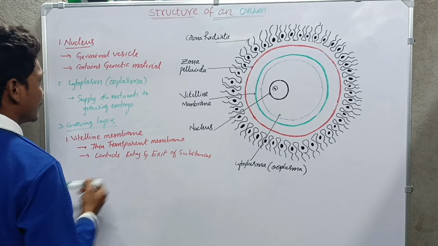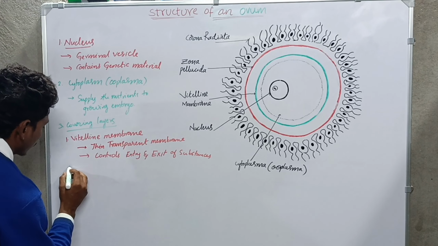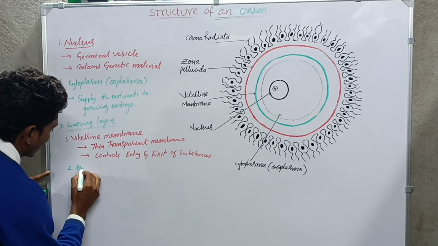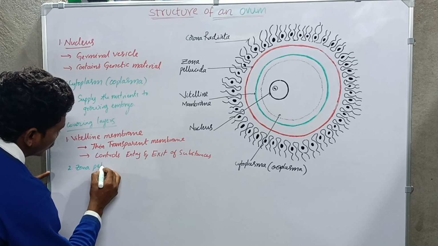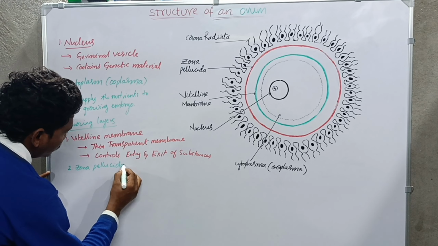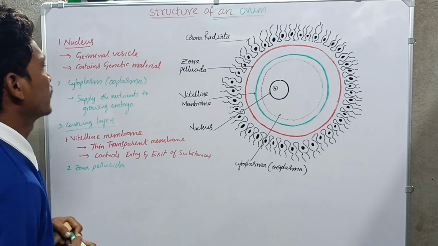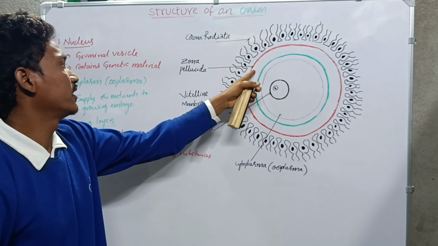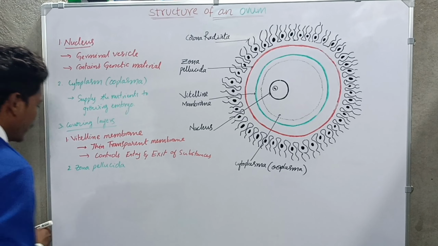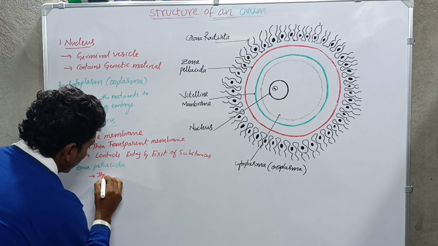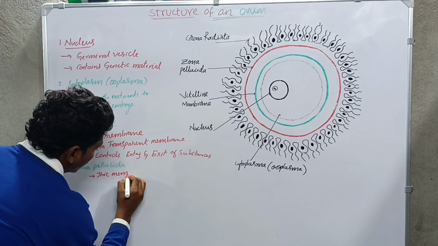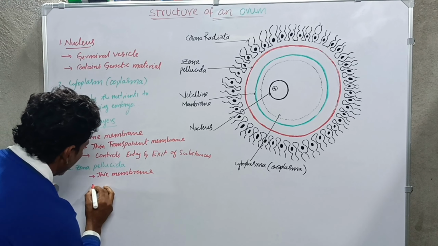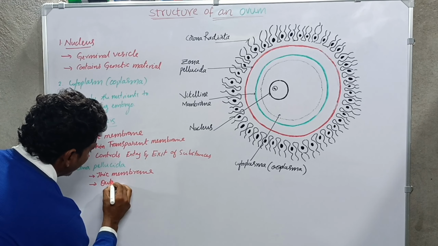And second layer is zona pellucida. Okay, zona pellucida. So it is the thick membrane and it is the outer protective layer. Thick membrane and outer protective layer.